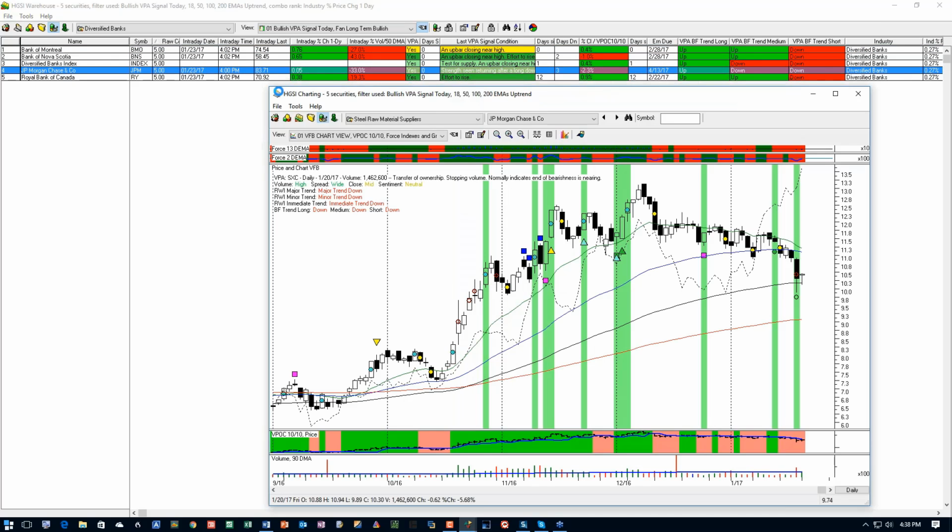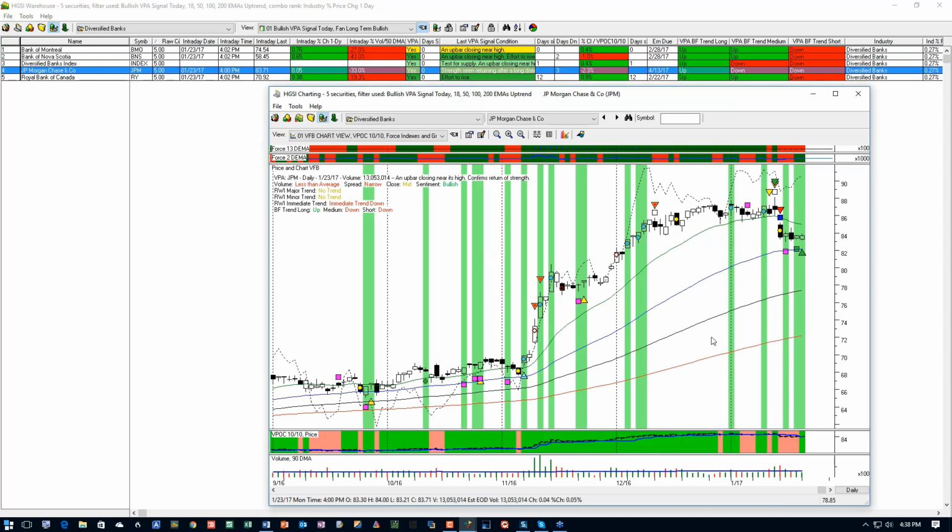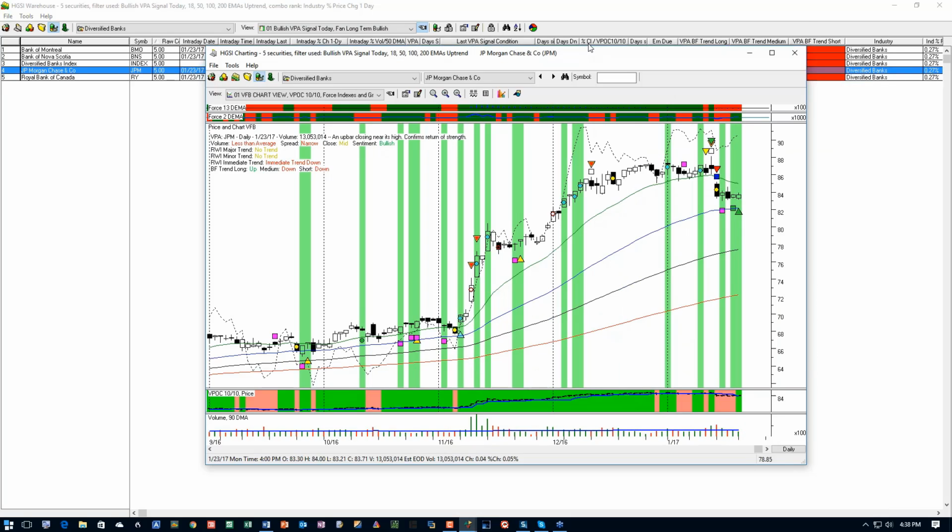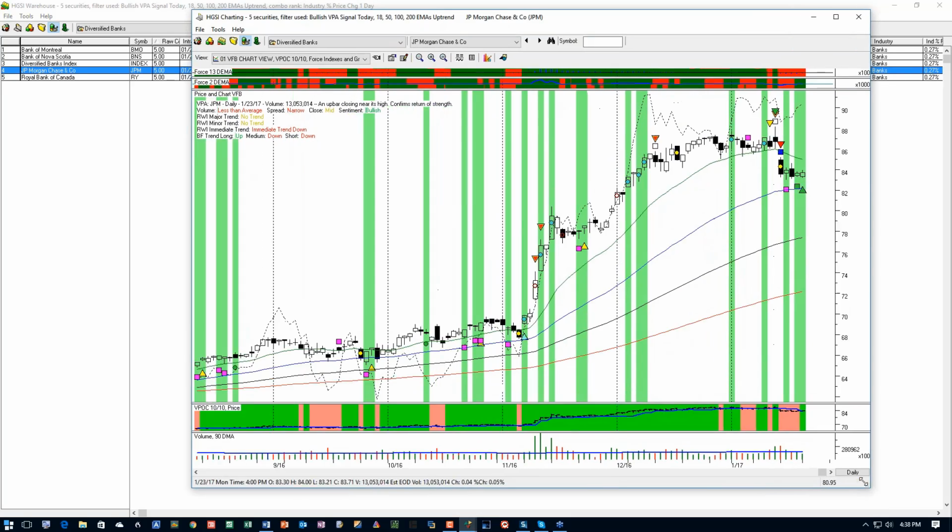Okay, now the bank sold off after earnings, but they are finding support right now. This is a tricky market. Nobody really knows what's going to happen with the new president in place. You could see how nervous the market was today.